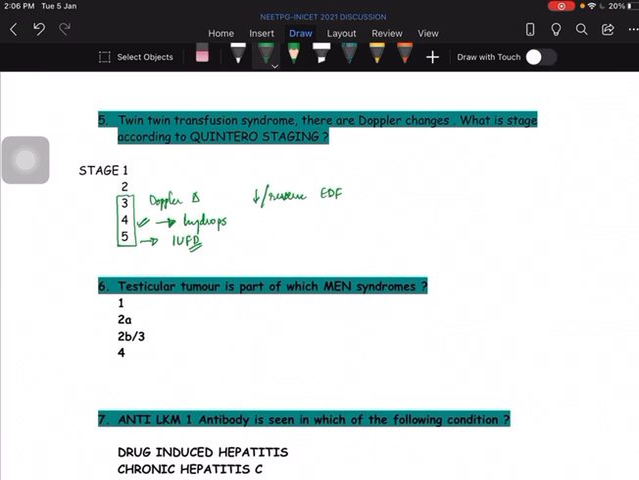Testicular tumor is a part of which MEN syndrome? Okay, so testicular tumor is a part of MEN 4 syndrome. In MEN 1 syndrome you will have parathyroid, pituitary and pancreas. In MEN 2A the major highlight is the medullary carcinoma of thyroid. In MEN 2B or type 3 you will have marfanoid habitus, which is more important.